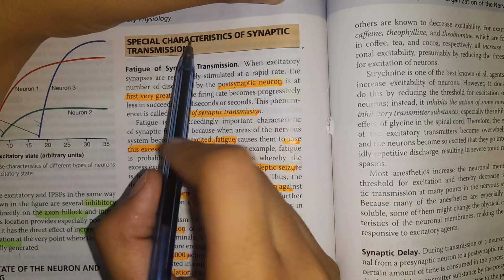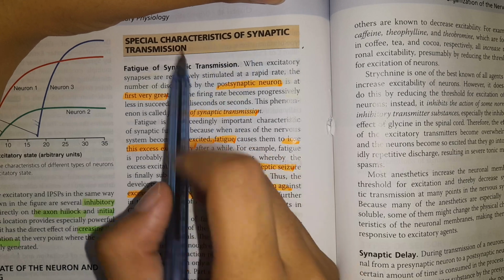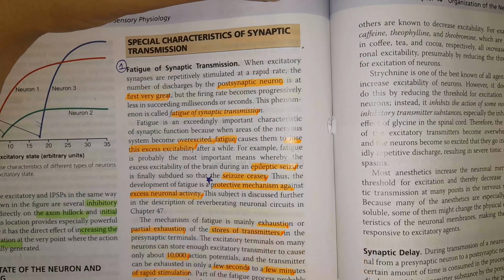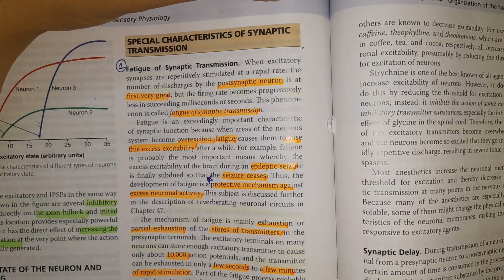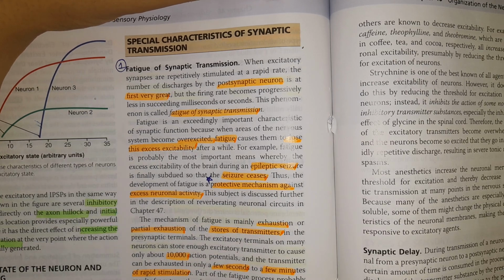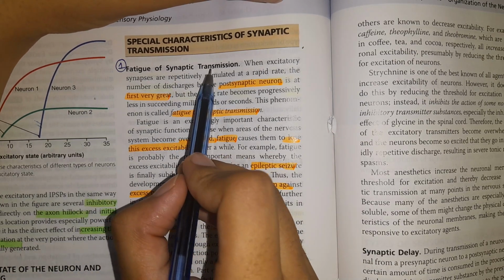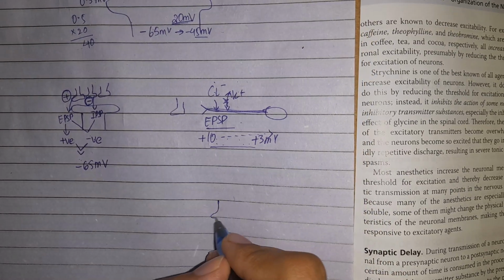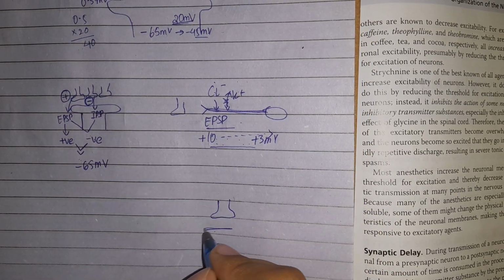Now we are going to study the special characteristics of synaptic transmission. One is fatigue, the second is the effect of acidosis and alkalosis, the third is the effect of hypoxia, etc. So now, what is fatigue of synaptic transmission? As we know, this is a presynaptic terminal, and this is a postsynaptic terminal.